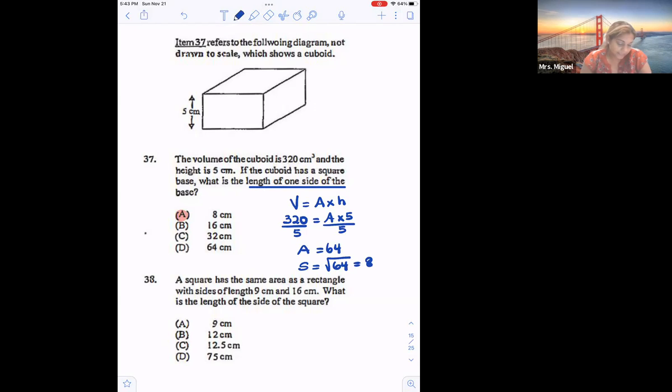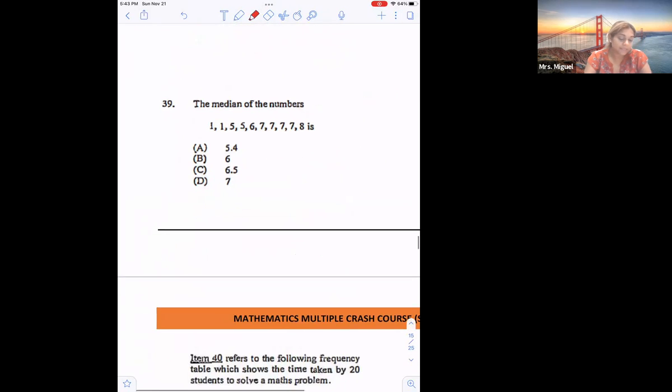Number 38, a square has the same area as a rectangle. We did this one already. The answer is 12. The median of the numbers: we will cross it out as long as the numbers are in numerical order. So the median is 6.5. 6 plus 7 is 13. 13 divided by 2 is 6.5.